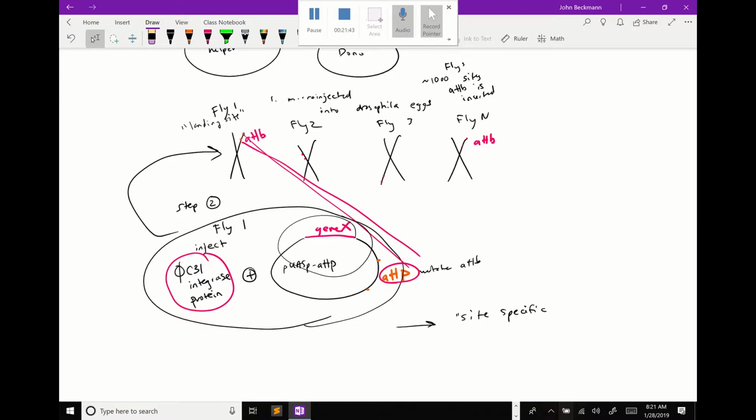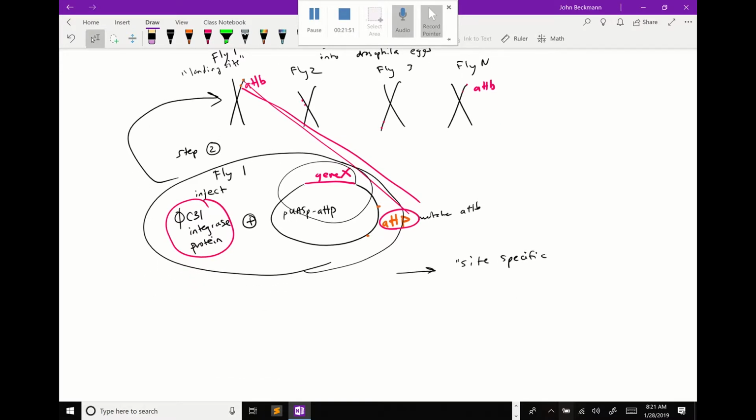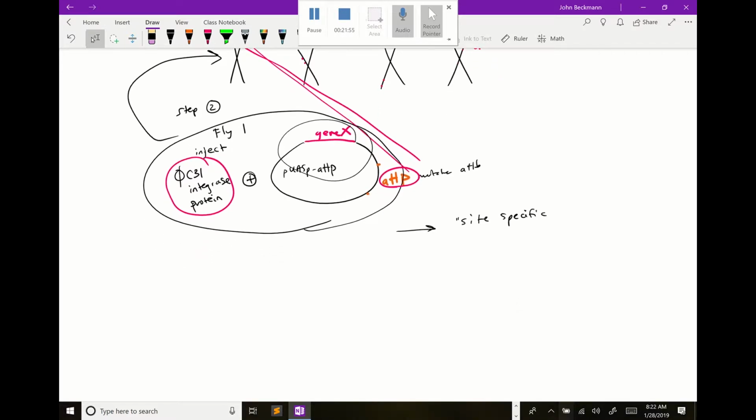So does that mean that the gene won't be passed on to every single member of the population? Because it's only on one side of the chromosome? So here's what will happen. Let me see if I can answer this. What you would do is you'd basically inject like 100 eggs.